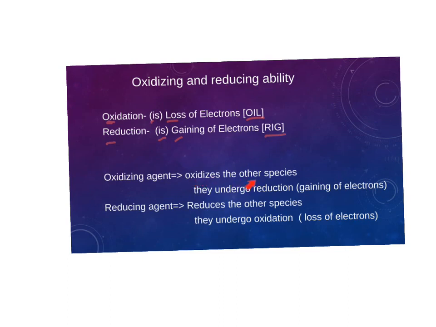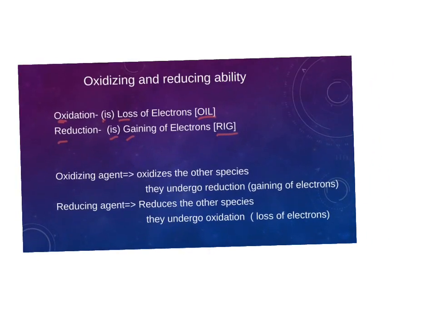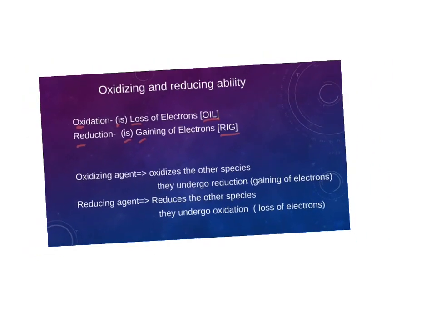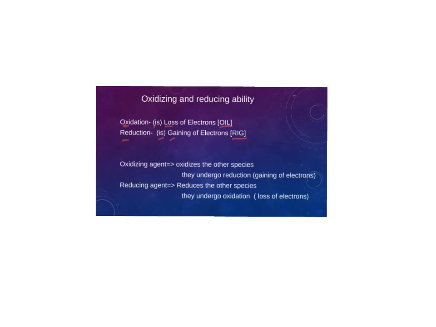That means the other species undergo oxidation. That means this oxidizing agent has to undergo reduction. That means the gaining of electrons takes place here, right? And if we talk about a reducing agent, that means it reduces the other species. That means they undergo oxidation, where loss of electrons comes into play, right?